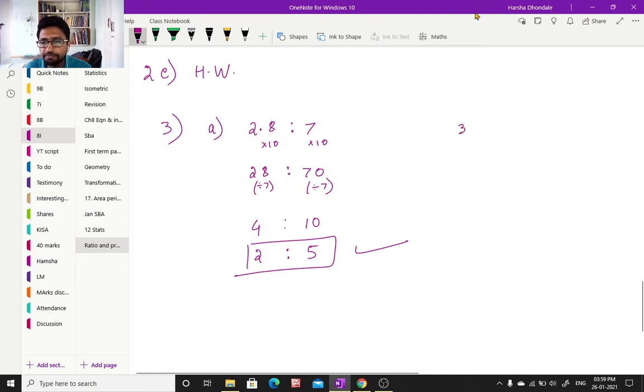Next, 3B. 3B, 2 by 3 is to 4 by 5. Okay, what do I do here now? To eliminate these fractions, I have to find the LCM of 5 and 3, and the LCM of 5 and 3 is 15. So I will multiply this with 15 and this also with 15.